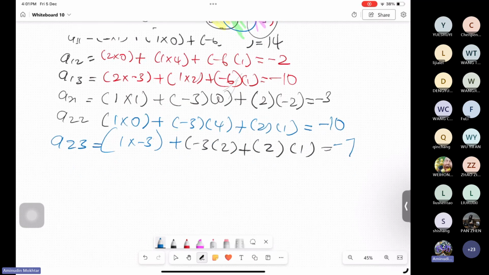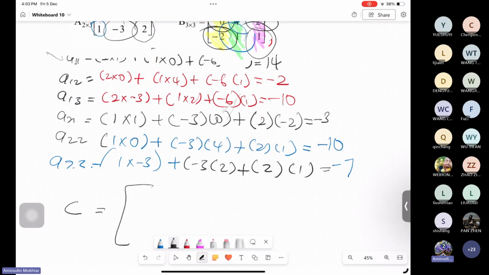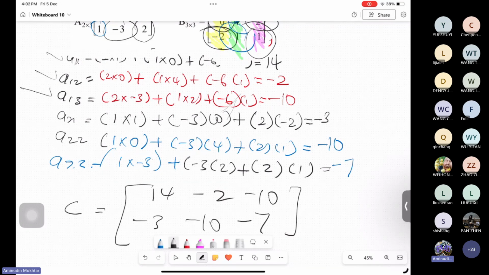So now we just take the first row of matrix C. The first row of matrix C equals A11, A12, and A13. The first number refers to the row number. Row number 1 is 40, 14, negative 2, negative 10. For the second row, this equals negative 3, negative 10, negative 7.